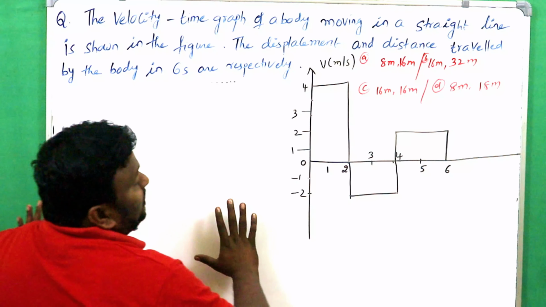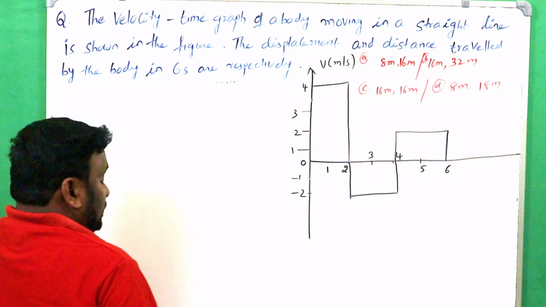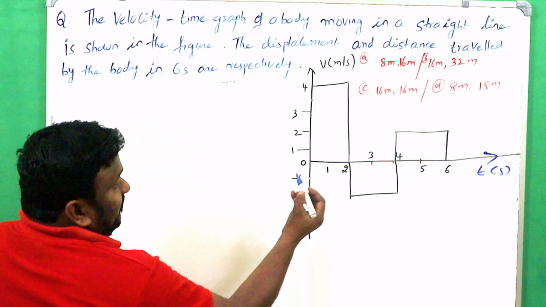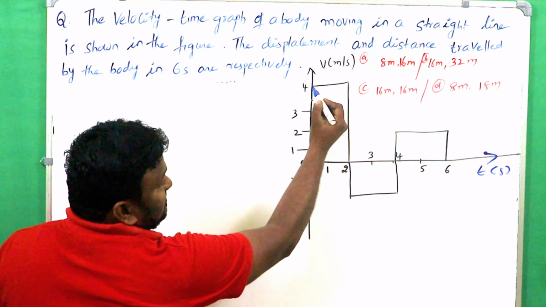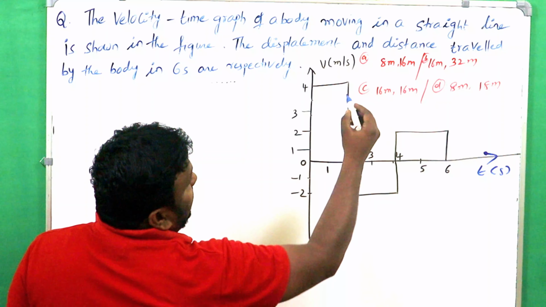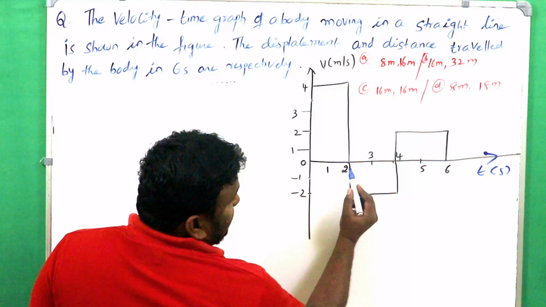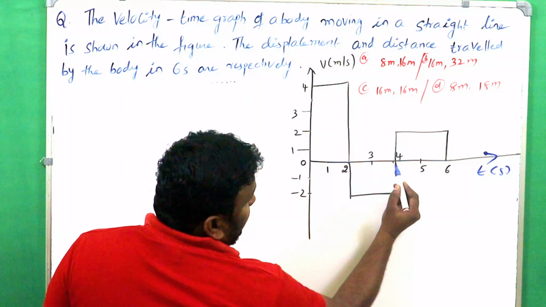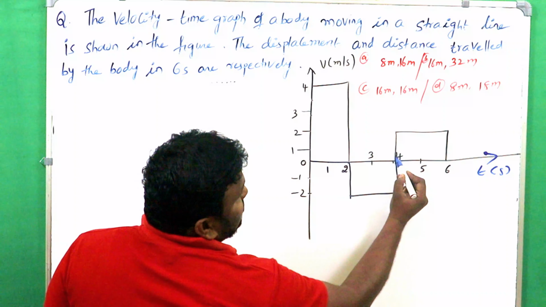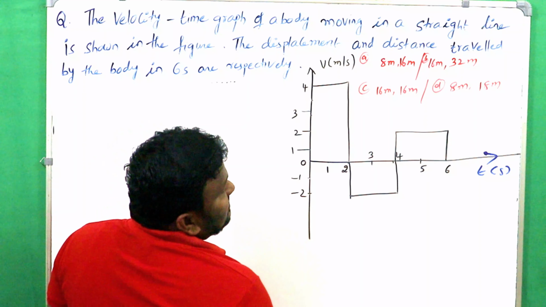The particle motion should be like this. Along the x-axis we take T in seconds. When time is 0, the particle is at 4, and up to 2 seconds it should be in the same, uniform motion. After that it is constant. And after that, when it is 2, 0, and when it is 4, it is in the negative direction, and again it should be in positive. Clear? In this way we have to find out the distance and displacement.